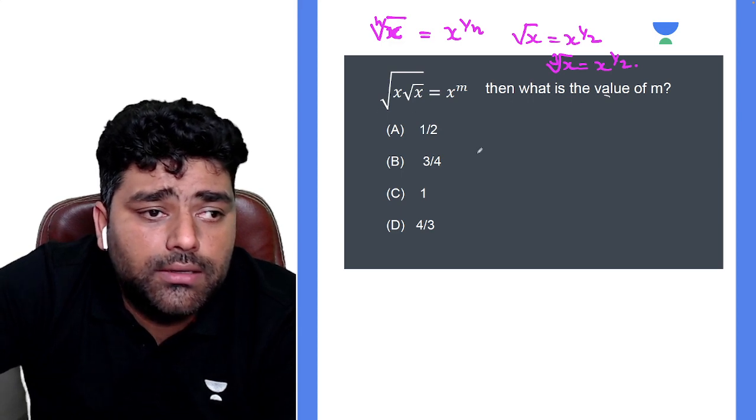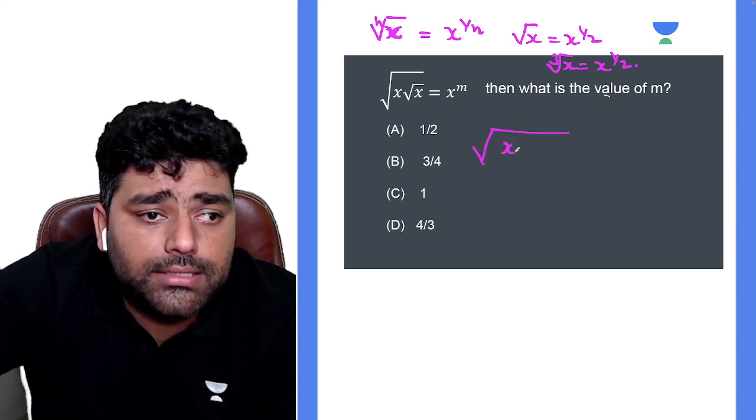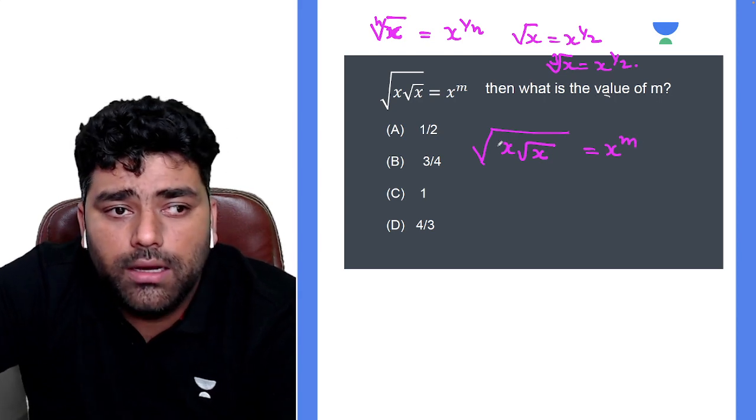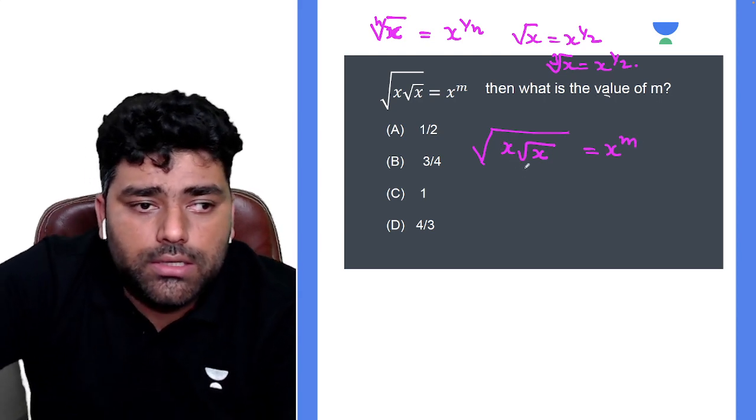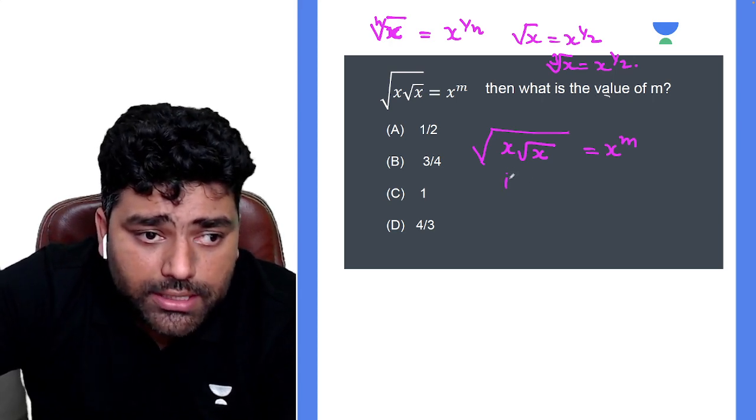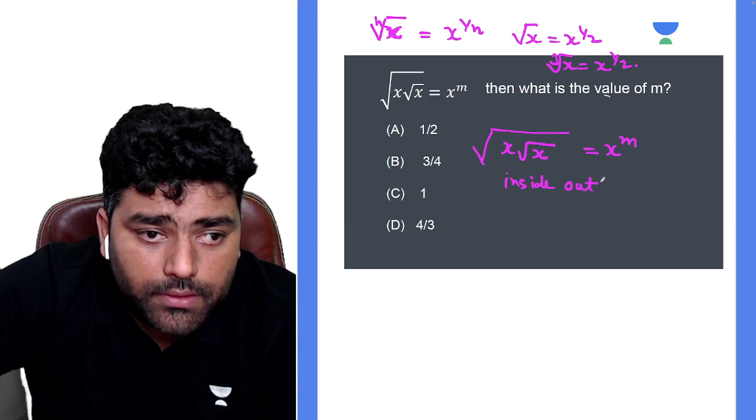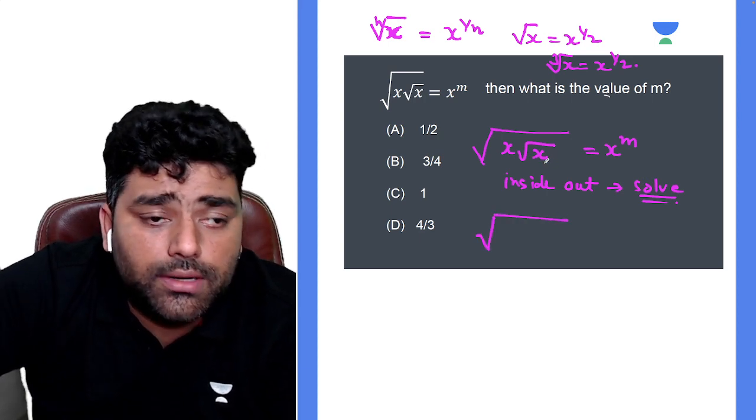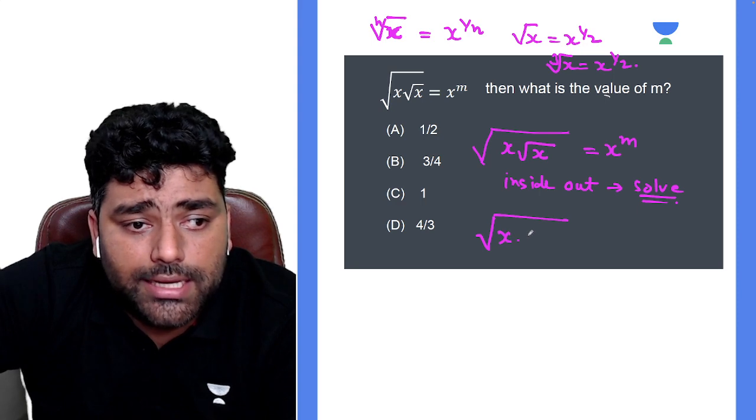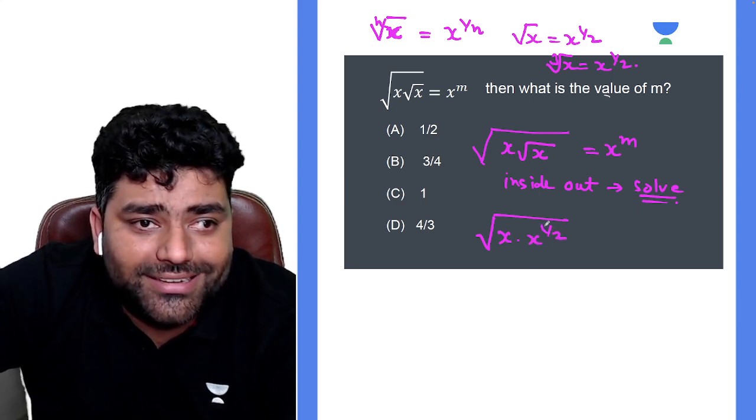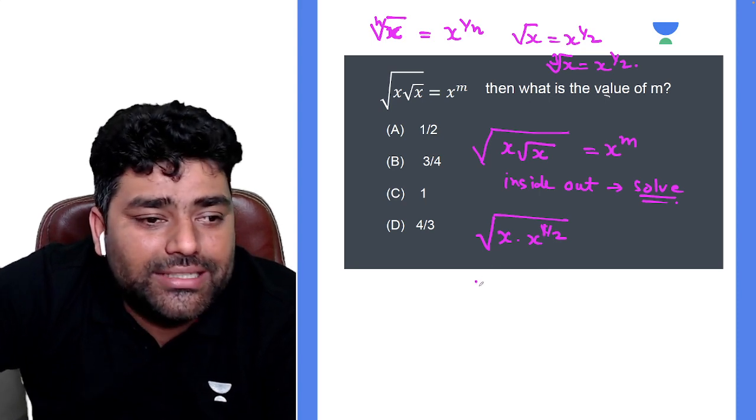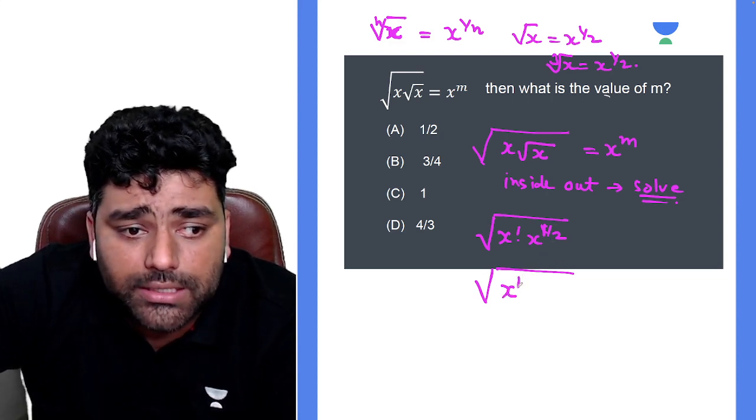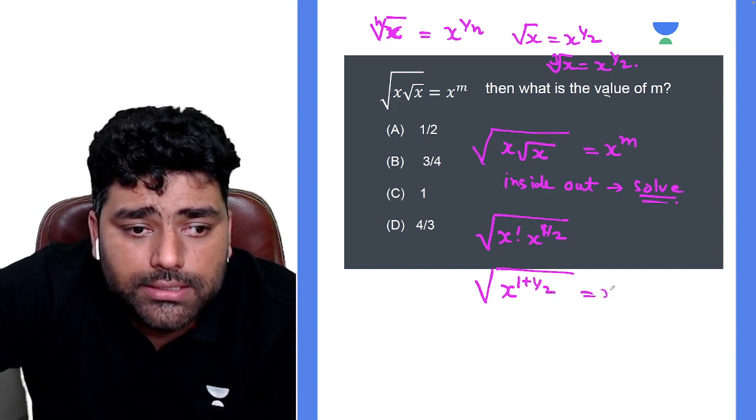So we have this question, with the big square root over x, and then the small square root of x inside that, and we have x to the power m. We need to find the value of m there. Always in this type of question, solve inside out. First of all, what is inside there? The square root of x. That means this is x to the power 1 by 2. So this is going to be x to the power 1 times x to the power 1 by 2. Because this is multiplication and the base is the same, you can add 1 plus 1 by 2. And this is x to the power n.